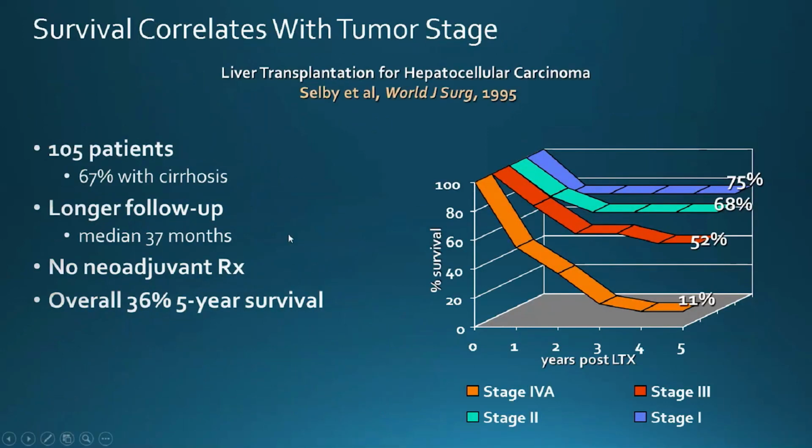Now, as we talked about, the size of the tumor is important in decision making for transplantation. This study was done back in 1995 by Dr. Selby at the University of Pittsburgh, and they noticed that patients with tumor stage 1 and 2, meaning less than 2 and less than 5 centimeter, at 5 years, probably around 70% of them are alive without any problem. But as tumor stage increases, we do see a drop in survival.